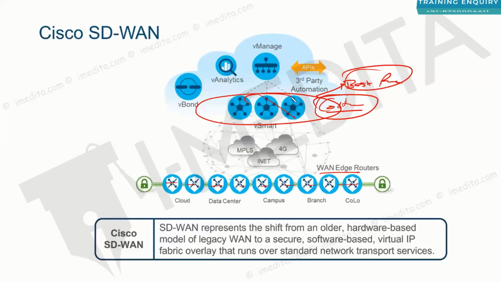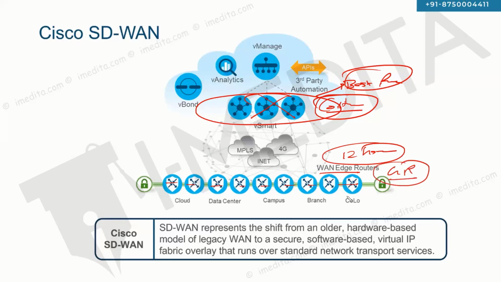Now, in case vSmart goes down, it does not mean that branch routers will immediately remove those routes from their routing table. No, they don't. There's a timer of 12 hours. There is a feature called graceful restart, GR. By default, GR is enabled between the vEdge router and the vSmart. So if the OMP peering, the connectivity between branch router and the vSmart, goes down, due to this graceful restart feature the vEdge router can keep routes in its routing table for the next 12 hours. So for the next 12 hours, there will not be any problem.